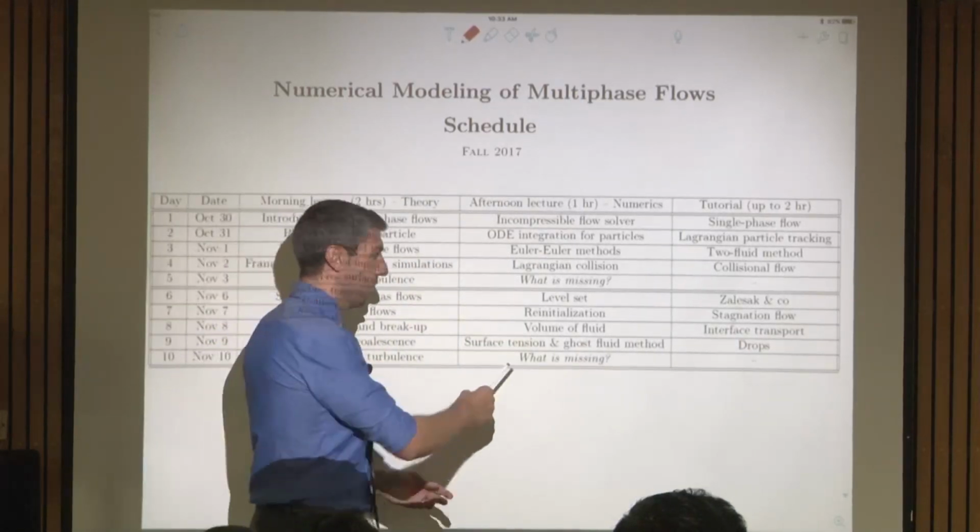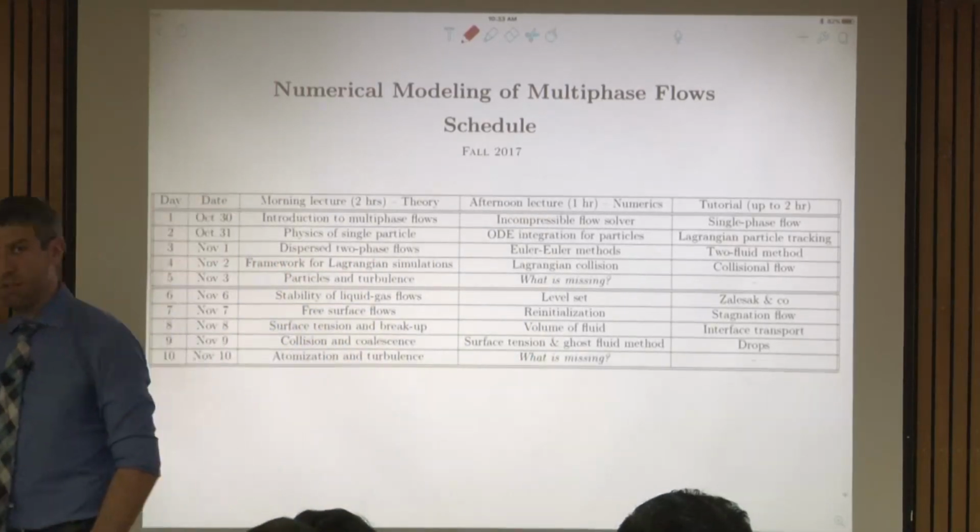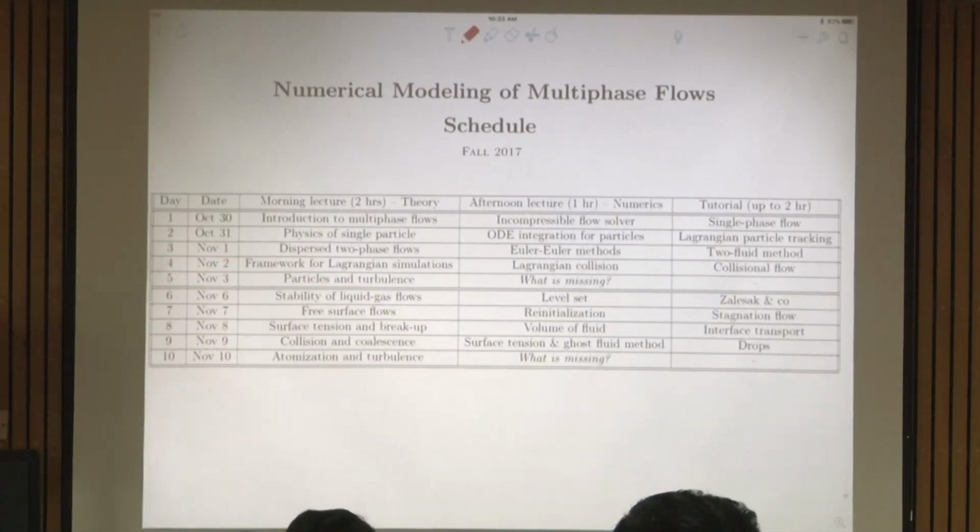And then again, what is missing, and then we'll play a bit with, on the last day, some atomization problems. All right, so that's the plan. Before we start, I want to welcome interruptions and questions. And first, now, are there any concerns with this outline? Any questions? Anything that stands out as missing, or anything that stands out as out of whack in any way?